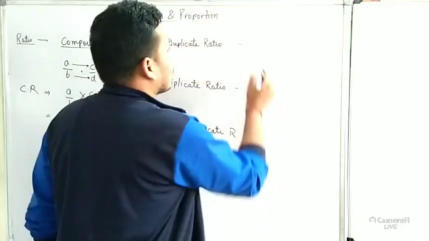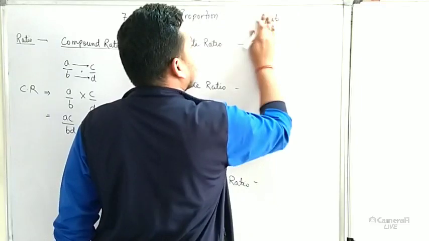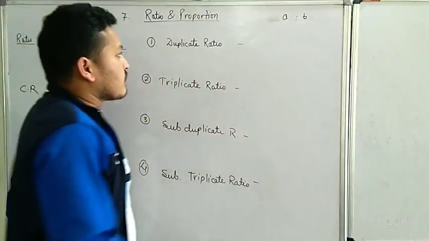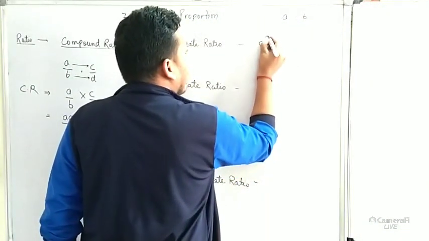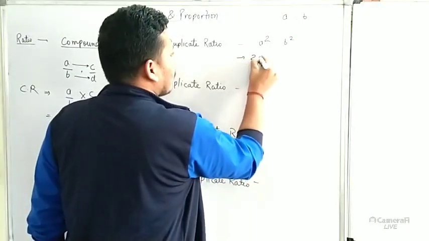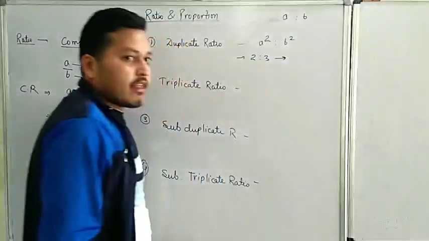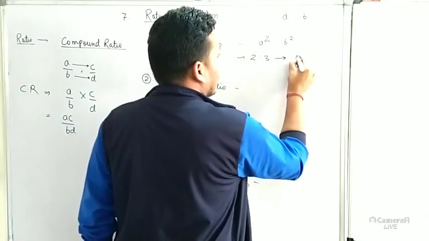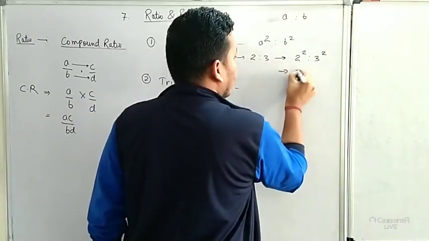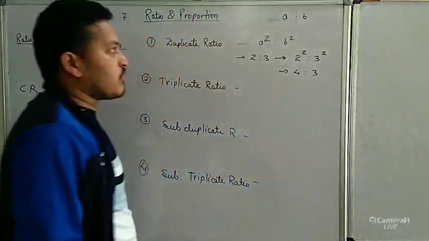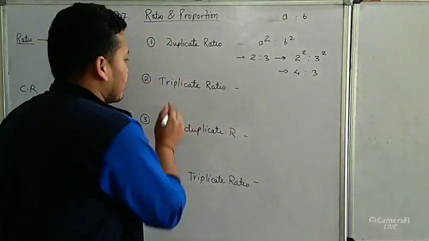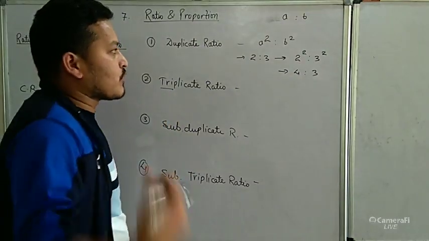Duplicate ratio means if A ratio B is the ratio and the question is the duplicate ratio, the duplicate ratio of A ratio B is A square ratio B square. If the example is 2 ratio 3 and the question is to find the duplicate ratio of 2 ratio 3, the duplicate ratio is 2 square ratio 3 square, so the answer will be 4 ratio 9. So in the case of duplicate, we just square the numbers A and B. Next, triplicate. In the case of tri, it is the cube.